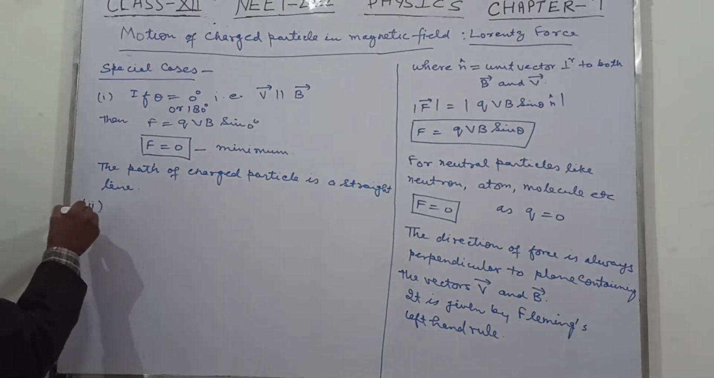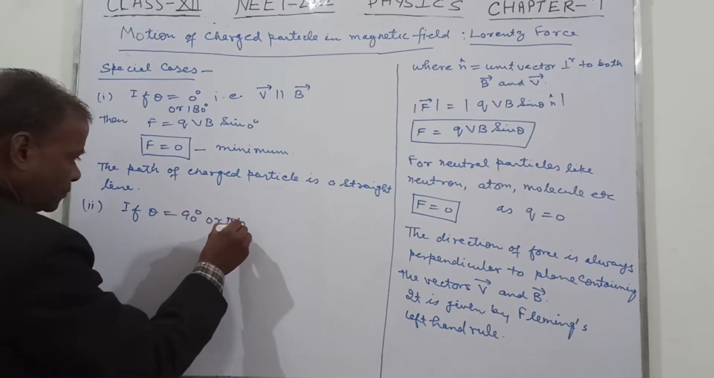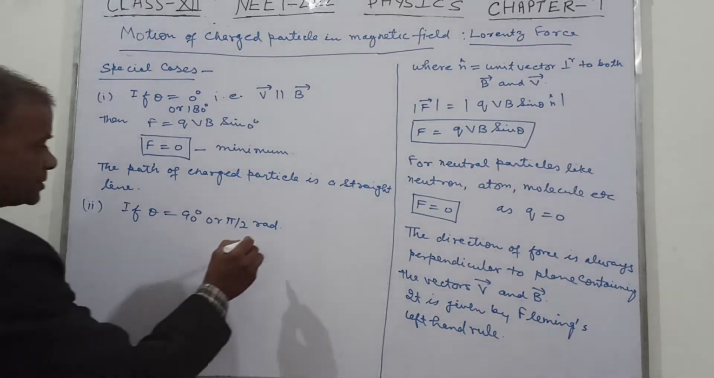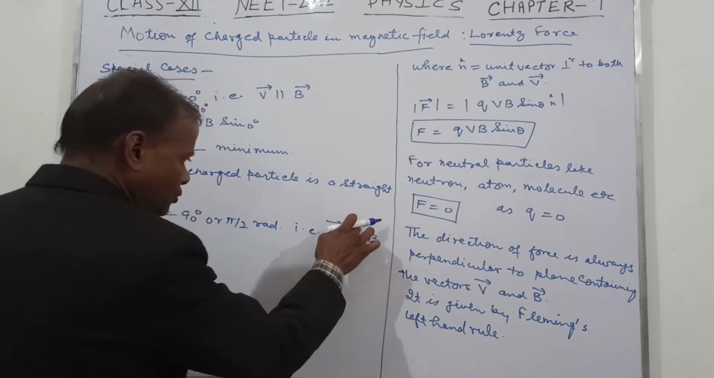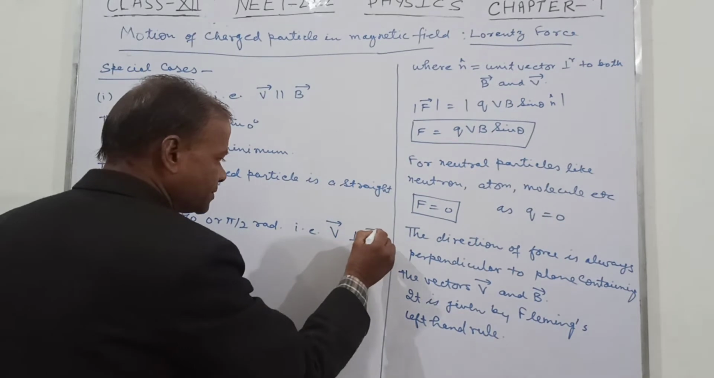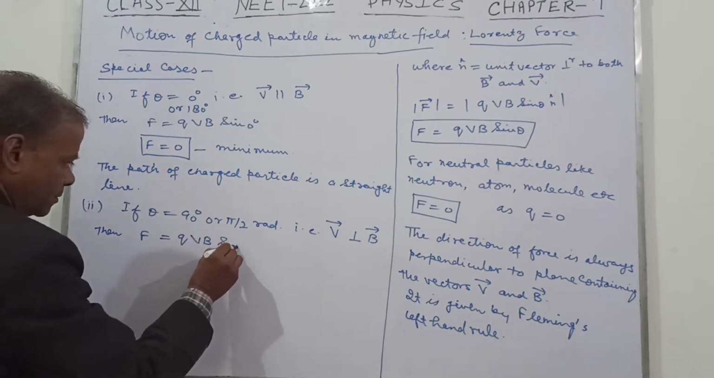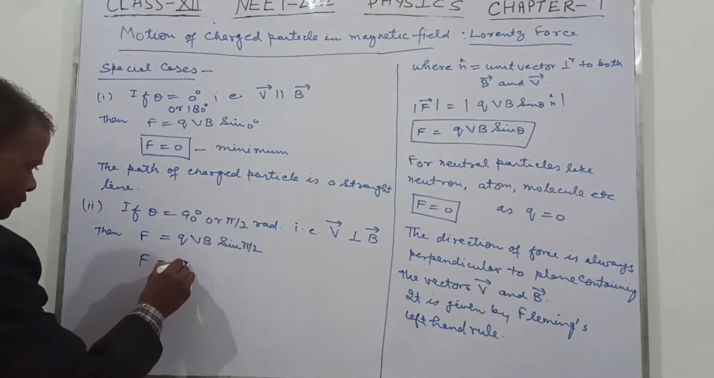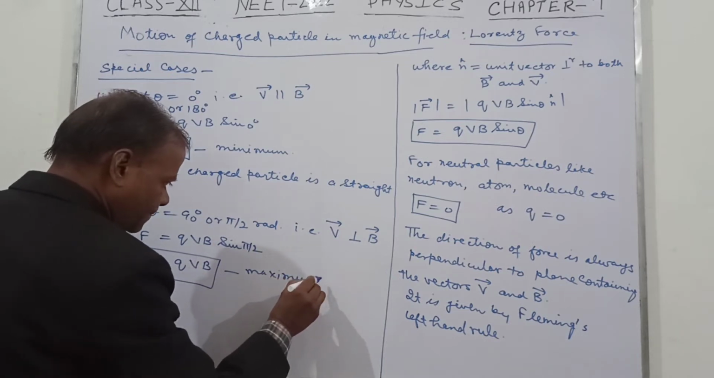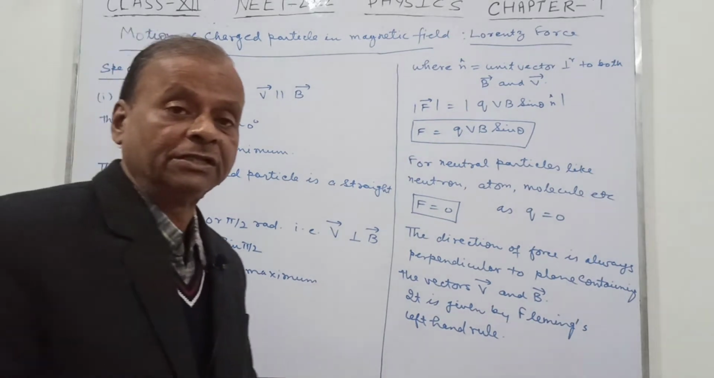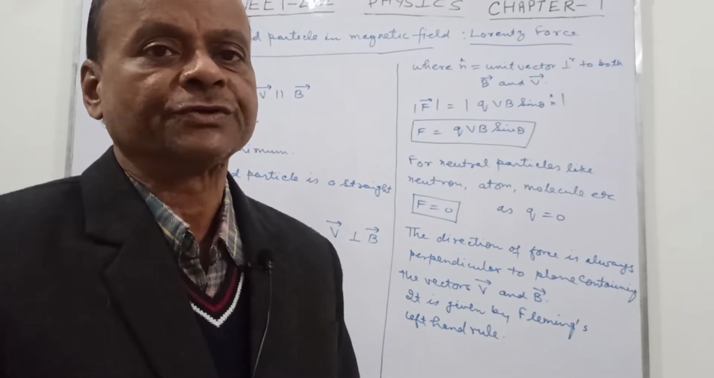Now second, if theta equals 90 degree or pi by 2 radian, it means that v is perpendicular to B, so they are mutually perpendicular to each other. In such a case, F equals q v B sin pi by 2, and this is equal to q v B. This is the maximum force. When the particle velocity is perpendicular to the magnetic field, the particle does not move in a straight line, but it moves in a circular path.